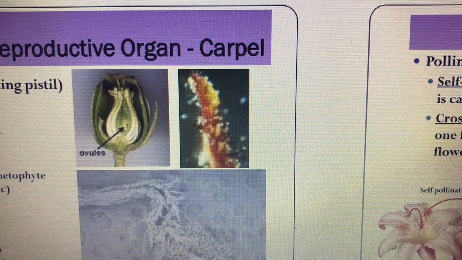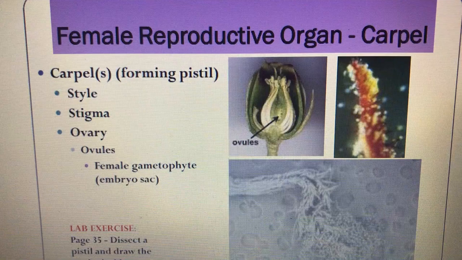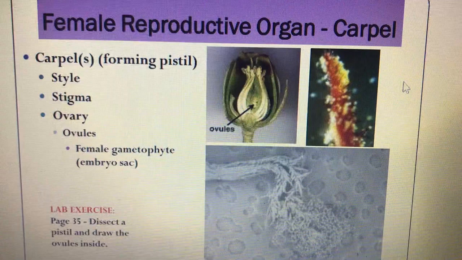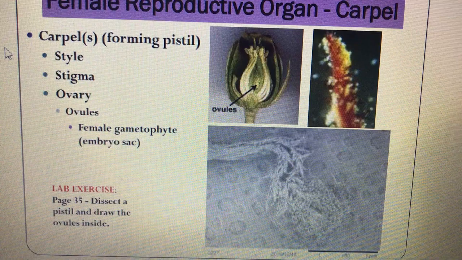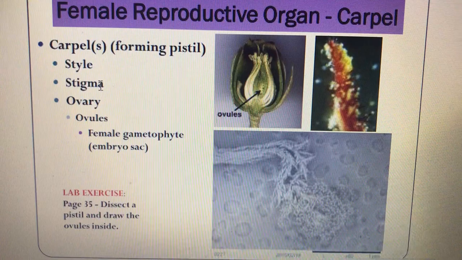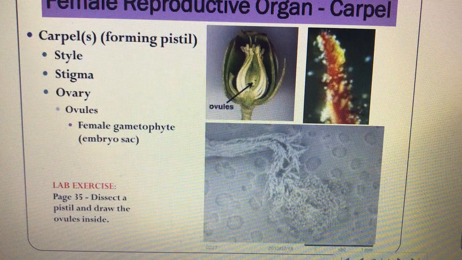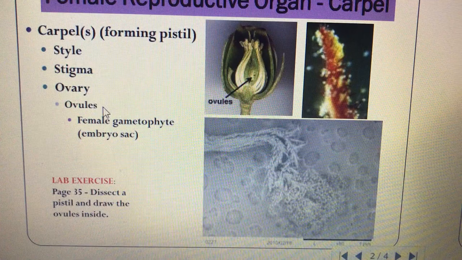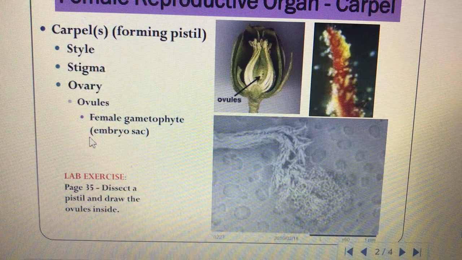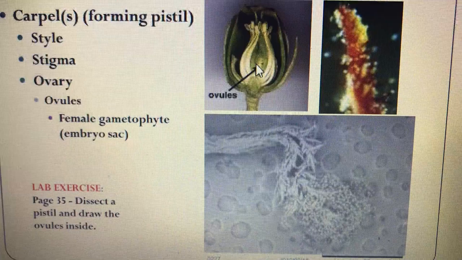Okay, now we're going to talk about the female reproductive organ, okay, the carpel. So the carpels forming pistil. We have the style, the stigma, and the ovary, which are all part of the carpel. This is the female reproductive organ. The style, the stigma, the ovary are all contained in the carpel. The ovules, the female gametophyte, embryo sac. This is the ovules. It's what it looks like under a microscope.